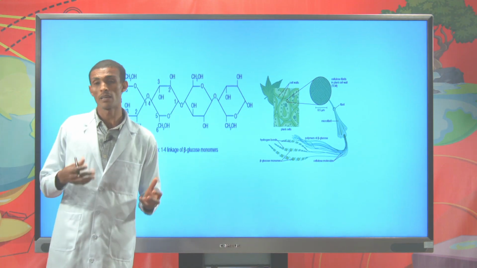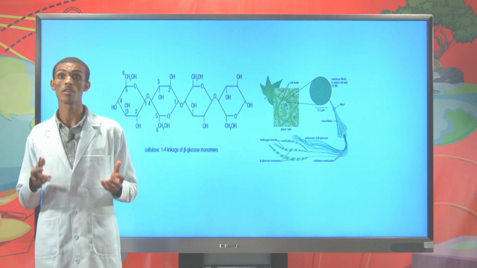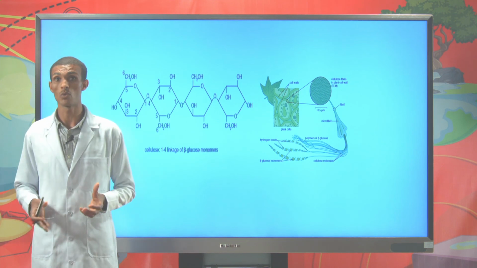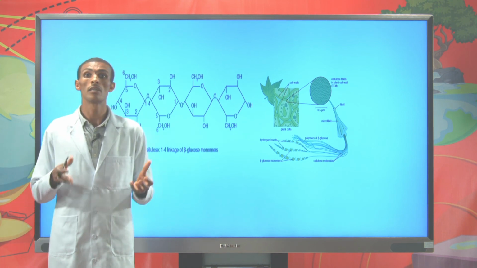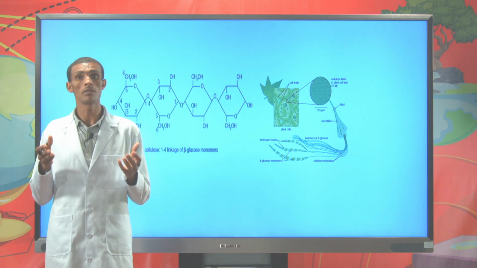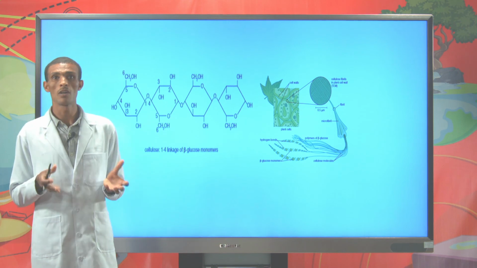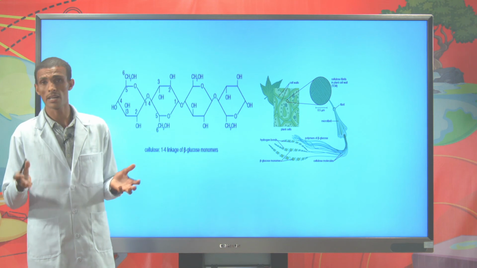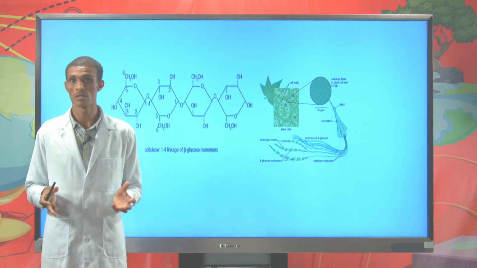Student, in this lesson, we have seen the difference between organic and inorganic molecules. And we have seen some properties of water with their biological importance. Additionally, we have seen types of carbohydrates: monosaccharides, which include triose, pentose, and hexose; disaccharides, maltose, lactose, and sucrose; and polysaccharides, which include starch, glycogen, and cellulose.